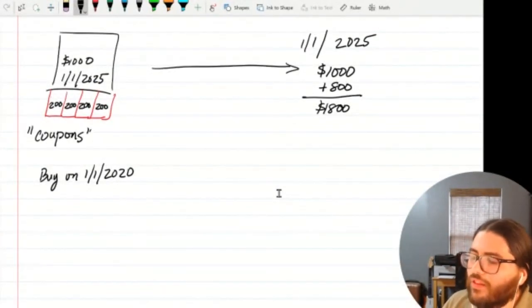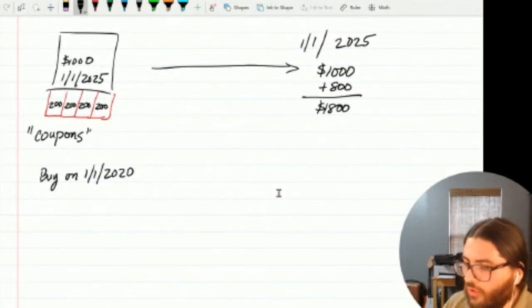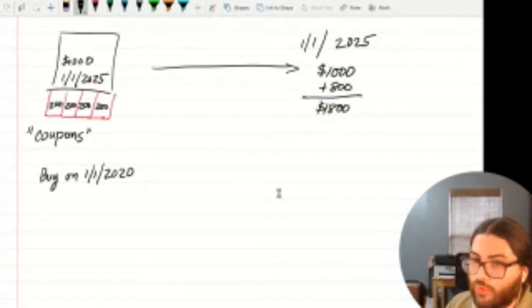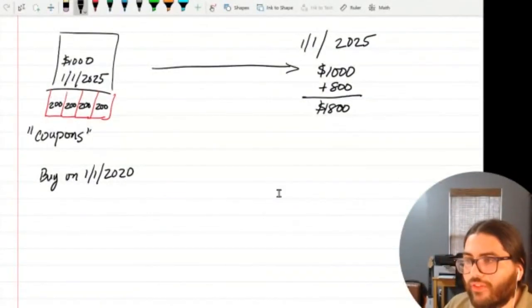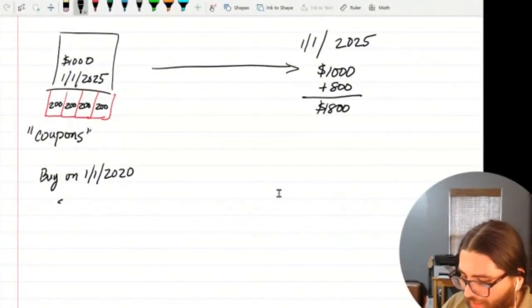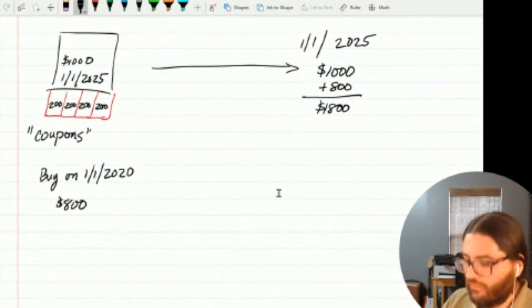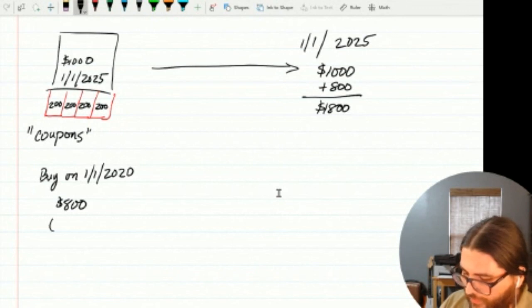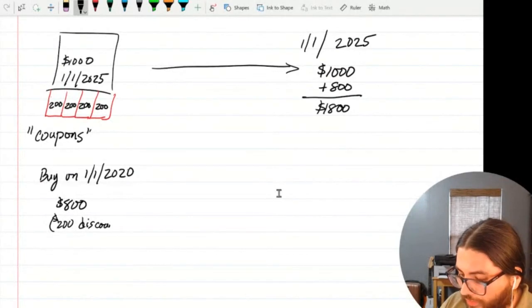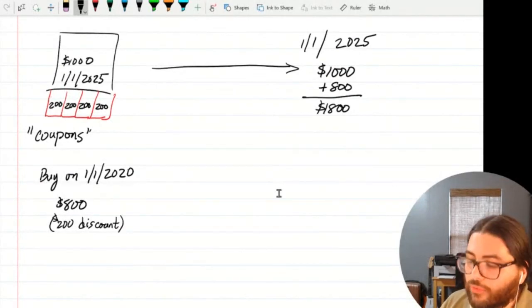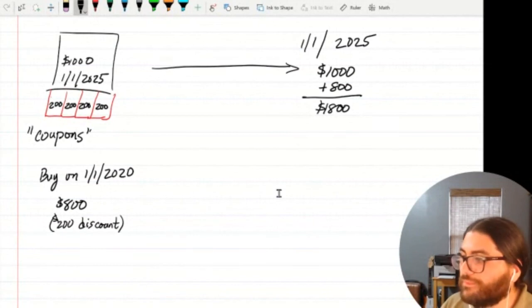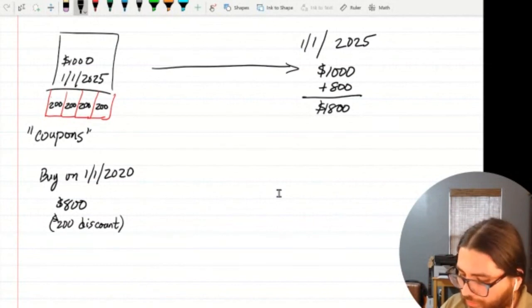But not always, right? Maybe you'll buy it for less than that. And they call that a discount. Or maybe you'll buy it for more than that. It's called a premium. It all depends on the financial market situation. Let's say that I've bought this bond at a discount. Right? I buy it today for $800. That's a $200 discount from the face value. I bought this bond today for a $200 discount.